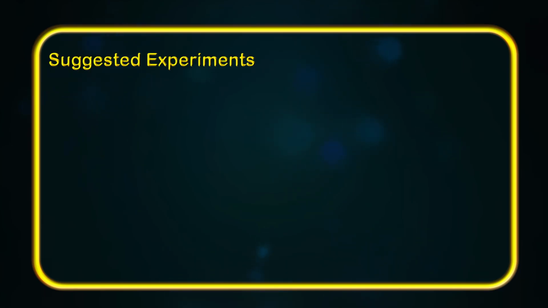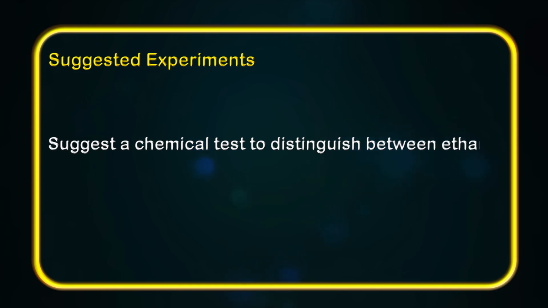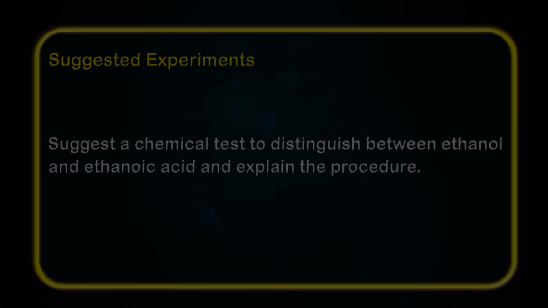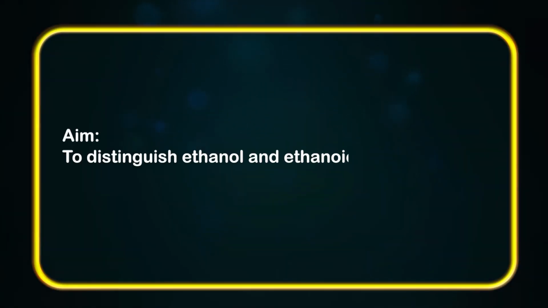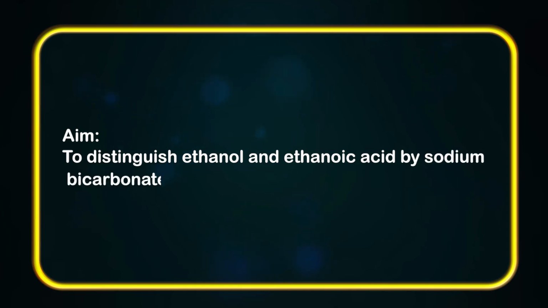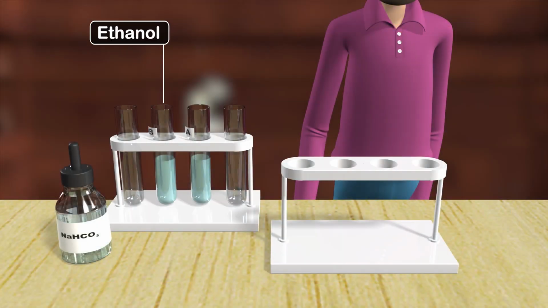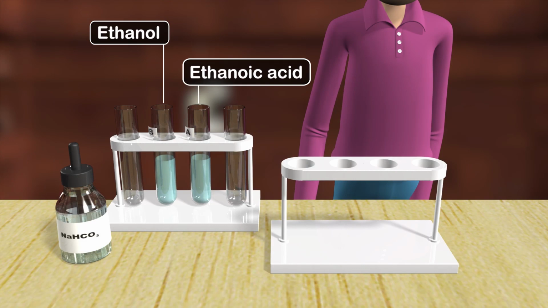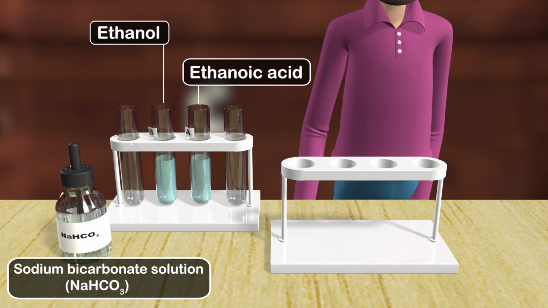Suggested experiments. Suggest a chemical test to distinguish between ethanol and ethanoic acid and explain the procedure. Aim: to distinguish ethanol and ethanoic acid by sodium bicarbonate test. Materials required: ethanol, ethanoic acid, sodium bicarbonate solution, 2 test tubes.